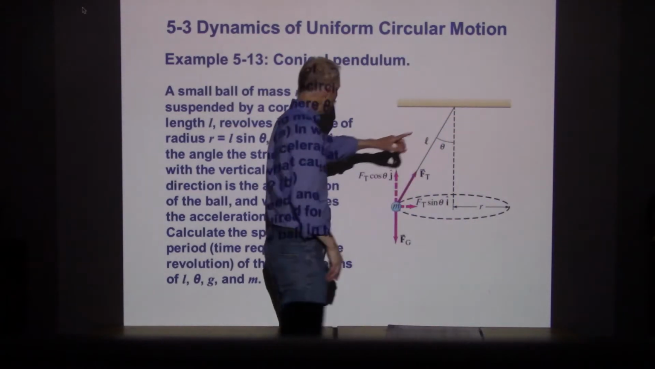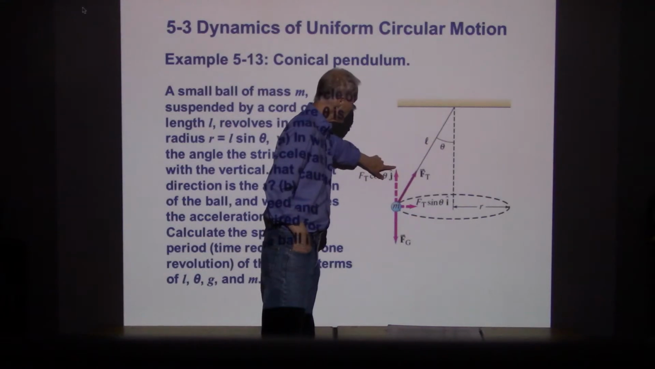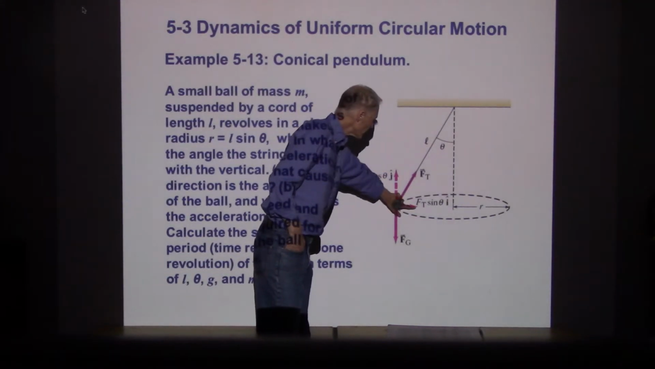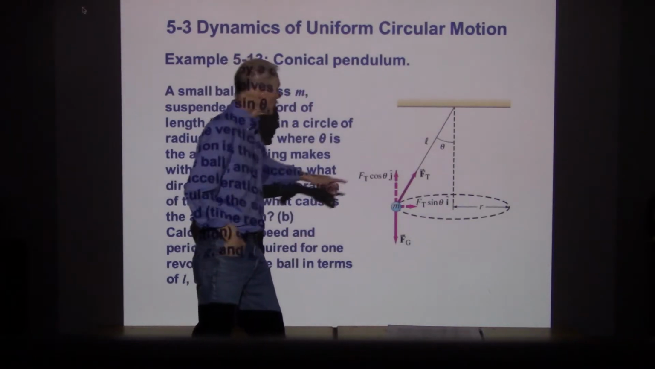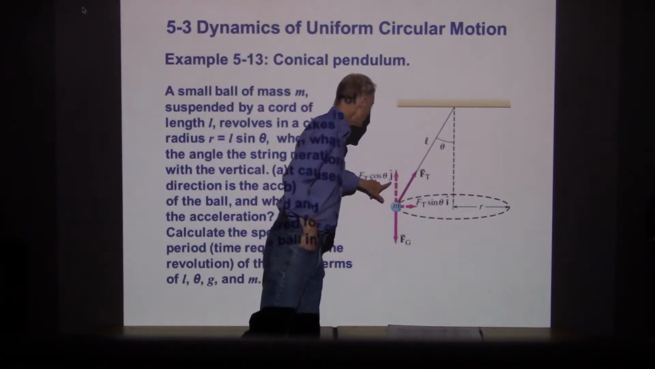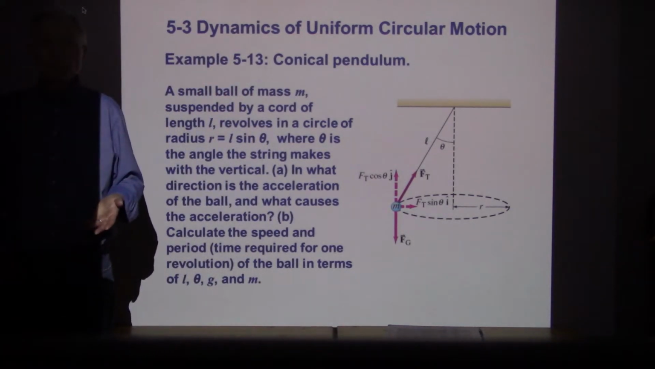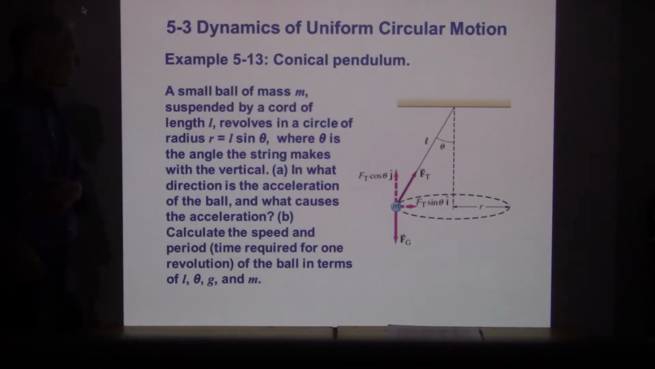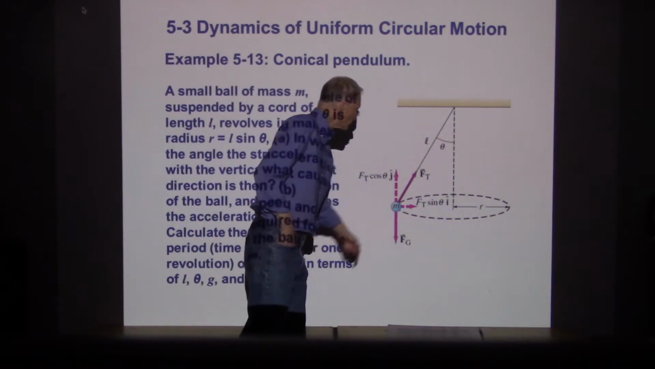So again, angle theta is here. This component is adjacent. This component is opposite. So this is the sine theta. This is cosine. Now they're using the i hat, j hat unit vectors, and that's fine. You don't have to put those in on these diagrams. And then this direction is going to be mg.